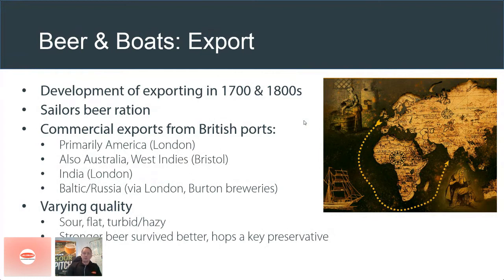Initially, we see exports again from London going to India, and obviously we're going to talk about that in detail. And we have the export of beers to the Baltic and Russian region as well. And this was, again, via London, but largely produced by Burton breweries. And we'll go into this in a bit more detail as well. So exporting beer was nothing new, certainly in the 1700s. And it was really the export and the industrialization of beer production that led to the establishment of major brewing. And in the UK, this was principally London and Burton-upon-Trent.